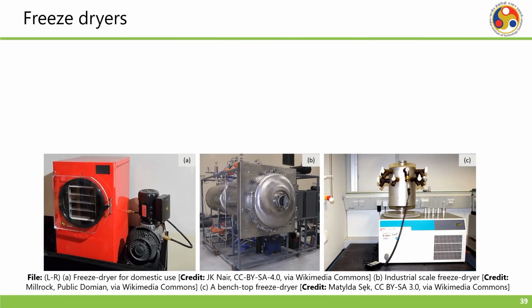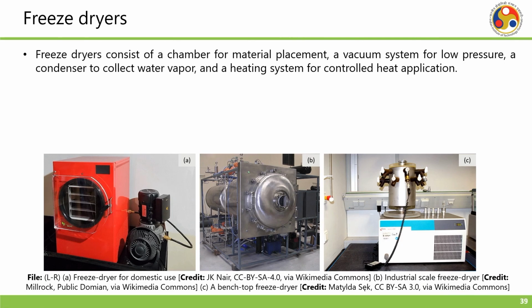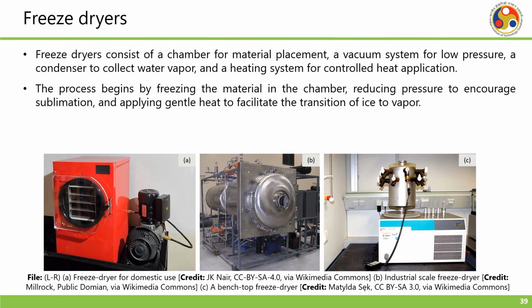So, there are various kinds of freeze dryers. Some of them are for domestic use, and there also we have industrial scale freeze dryers, which are very large, as you can see over here. Basically these freeze dryers consist of a chamber for material placement, a vacuum system for low pressure, a condenser to collect the water vapor, and a heating system for controlled heat application. The process begins by freezing the material in the chamber, reducing pressure to encourage sublimation, and applying gentle heat to facilitate the transition of ice to vapor.